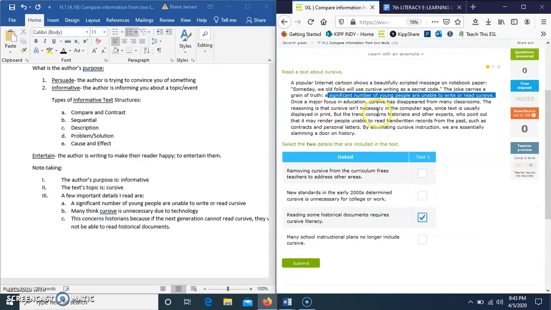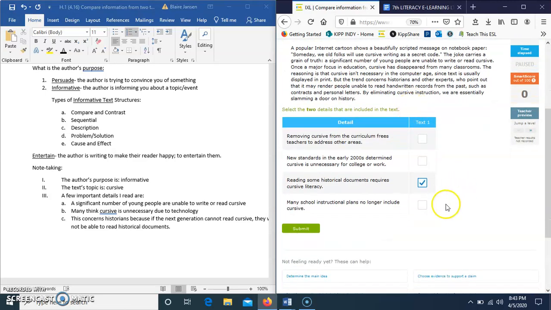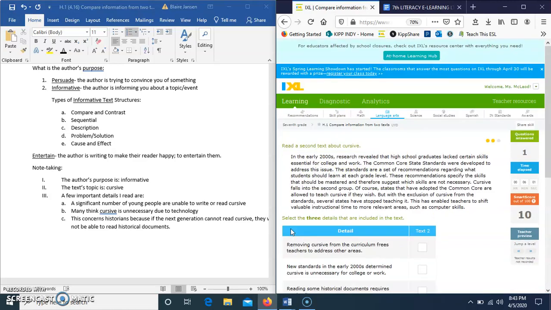Yes, that's absolutely included in this text. It says that cursive has disappeared from many classrooms. So we're going to check that box. Let's submit it. So we got that part right.